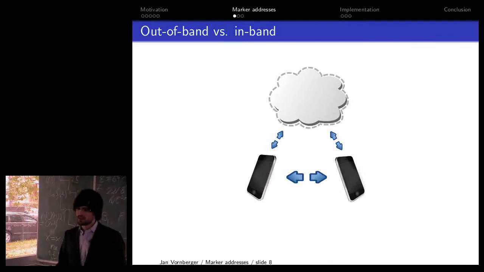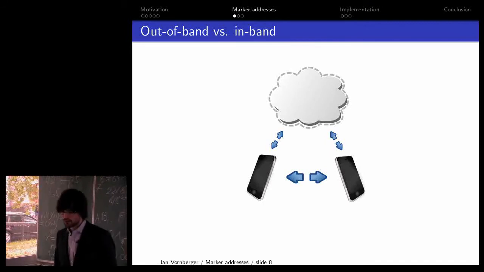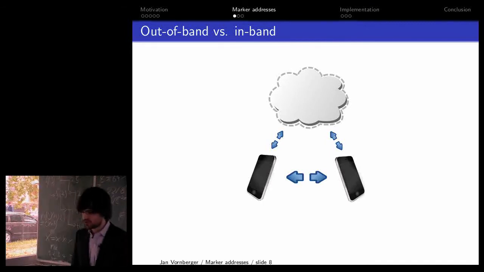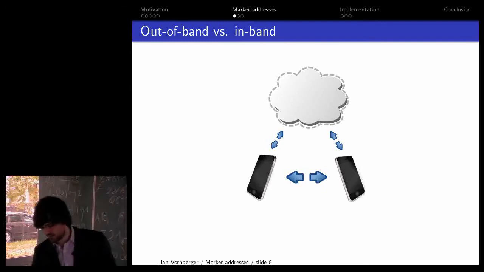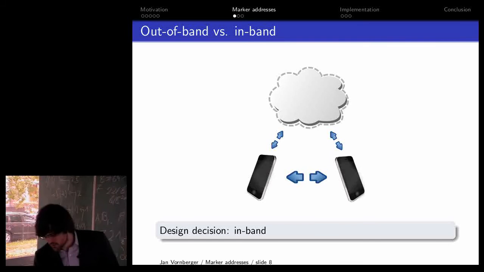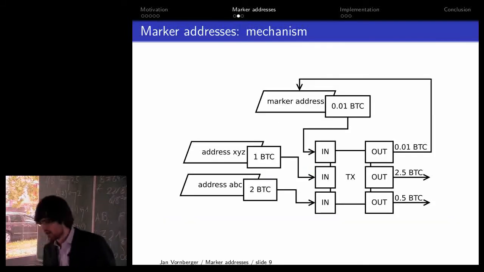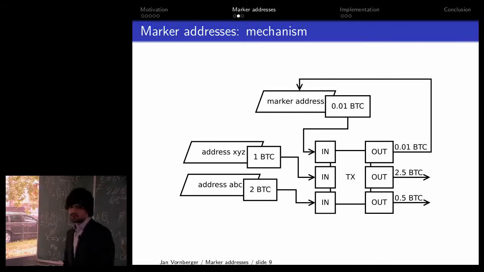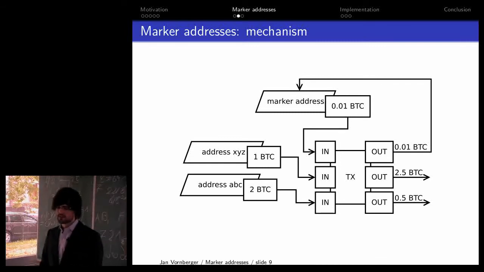So I see this more as a long-term challenge to design such a specification. But for the moment, I have decided to try to do something in band, which might be a little bit more hacky, but it has a number of other advantages. So this is what I went for, and that's what resulted in marker addresses. So what is the idea behind marker addresses?